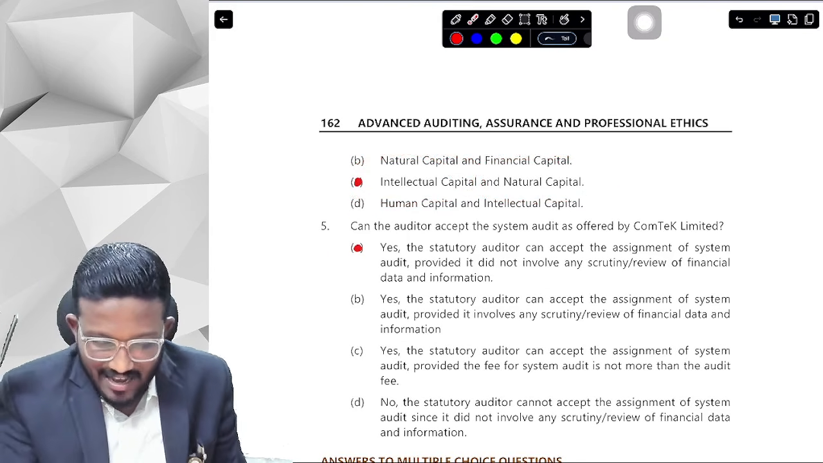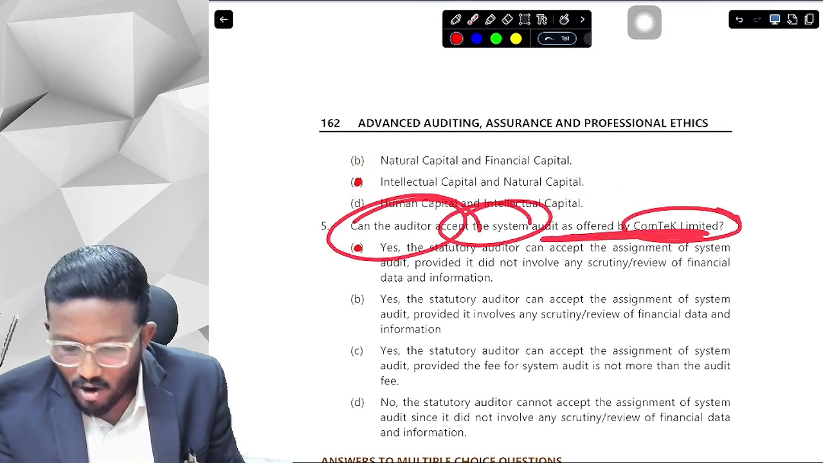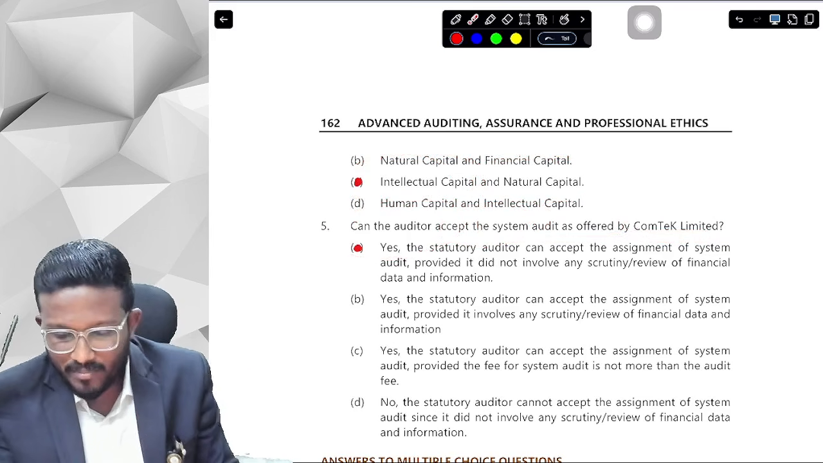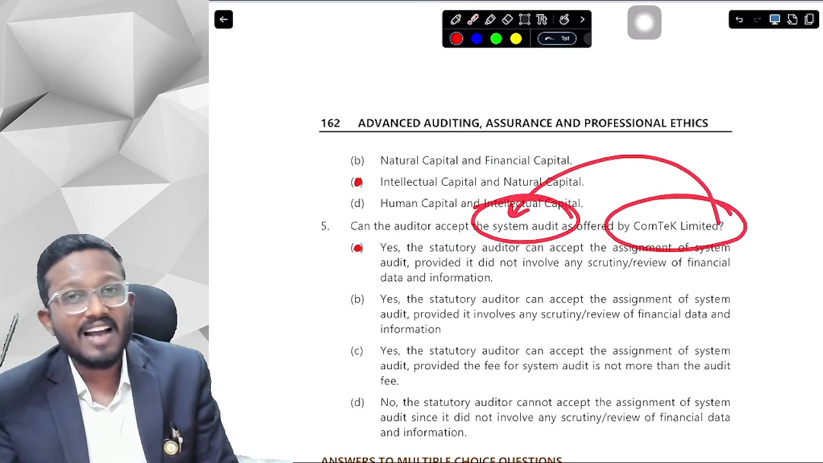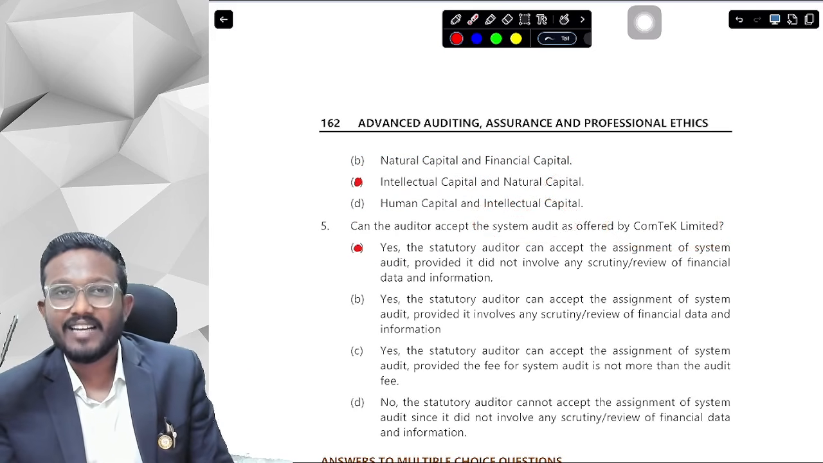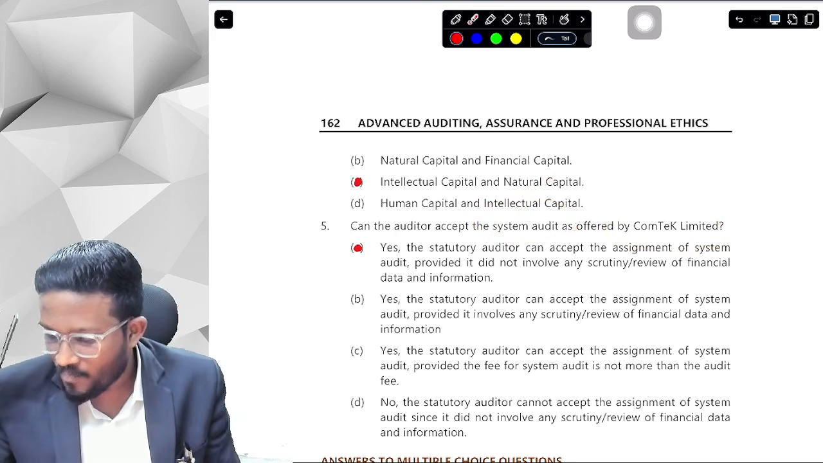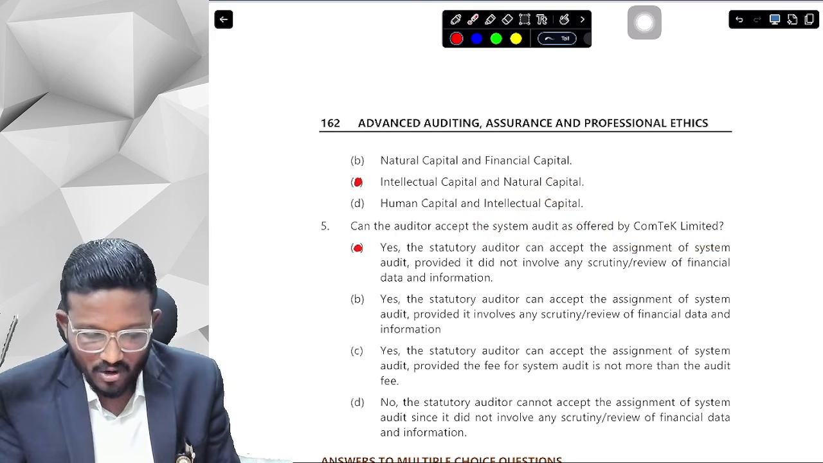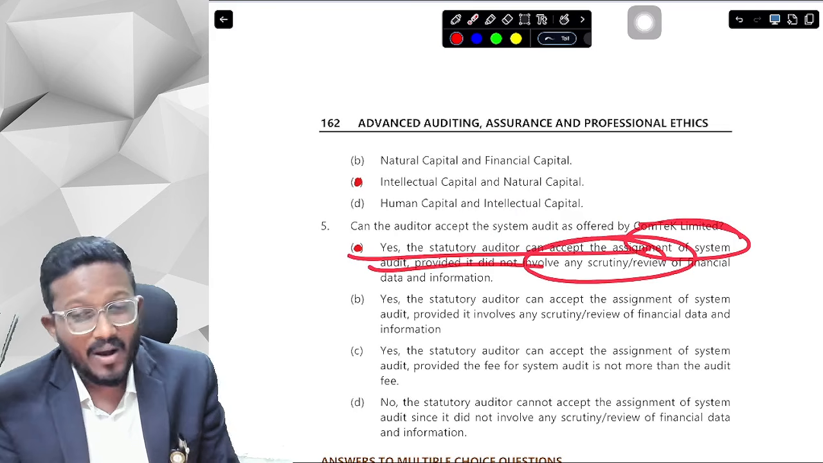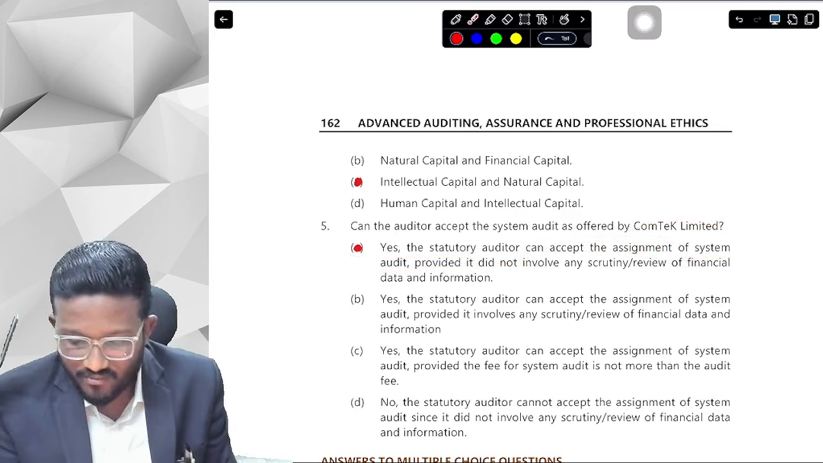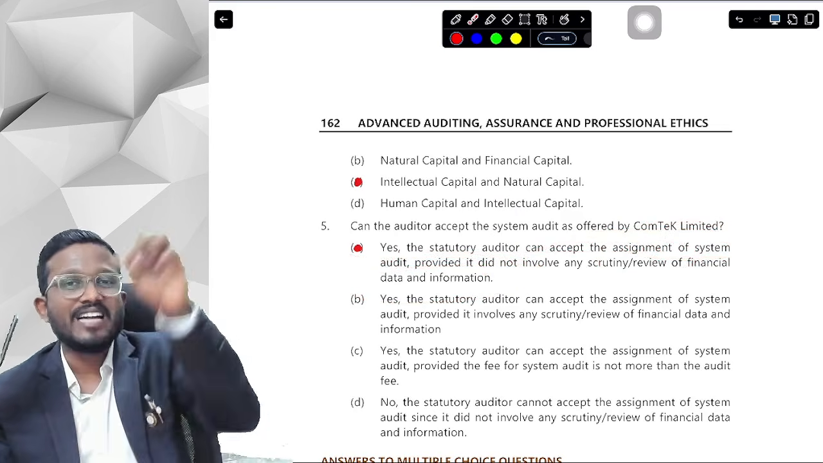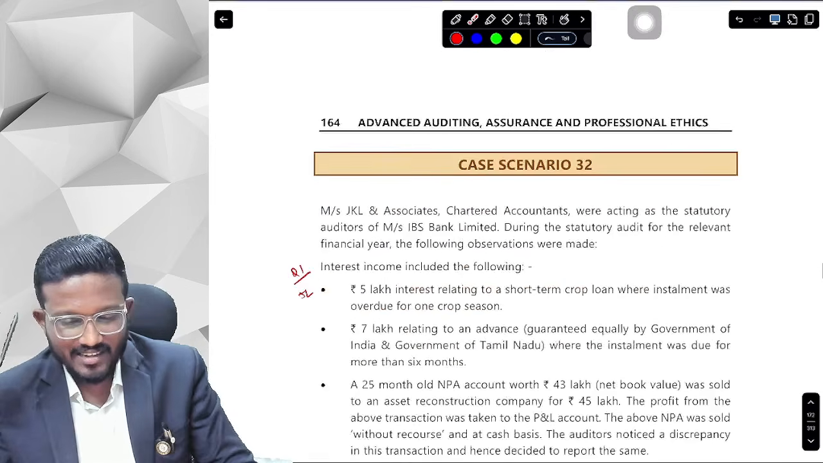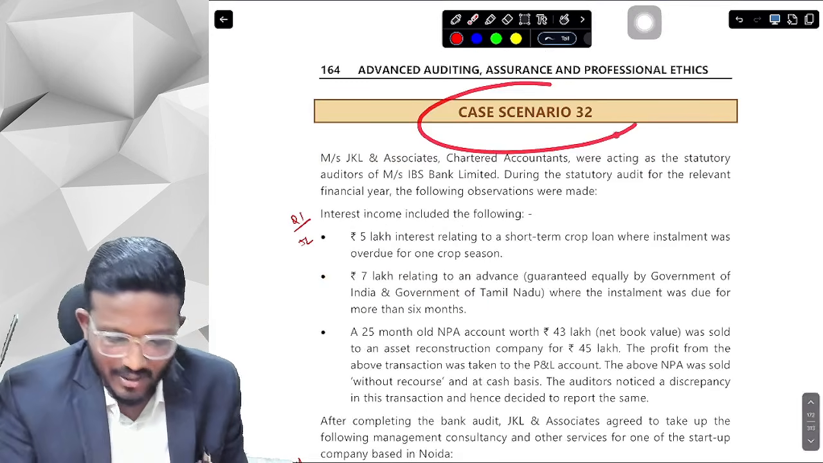Okay, yes sir. Can the auditor accept the system audit as offered by Comtech Limited? So I am doing the statutory audit of Comtech Limited, and Comtech Limited has told me to do a system audit. Can I accept that? Yes, I can accept that. There is no limitation on me accepting a system audit. So yes, we can accept the system audit, provided in the system audit we are not required to review financial data and information, because that will be covered in our statutory audit. Okay, yes sir. This was your case scenario number 31. Let's do case scenario number 32.